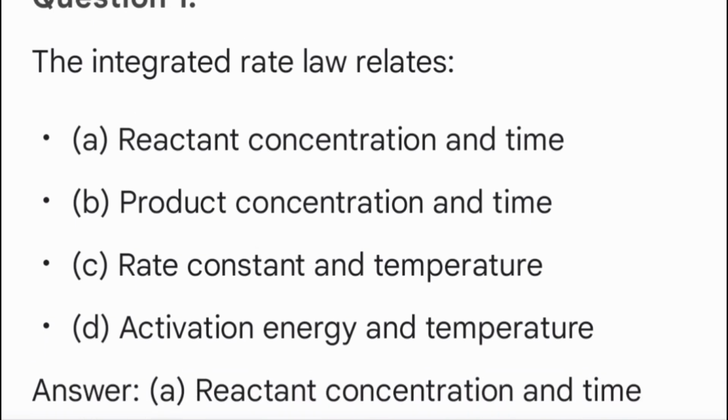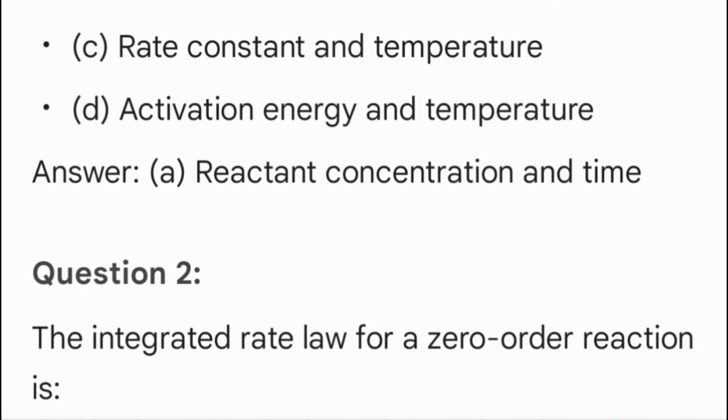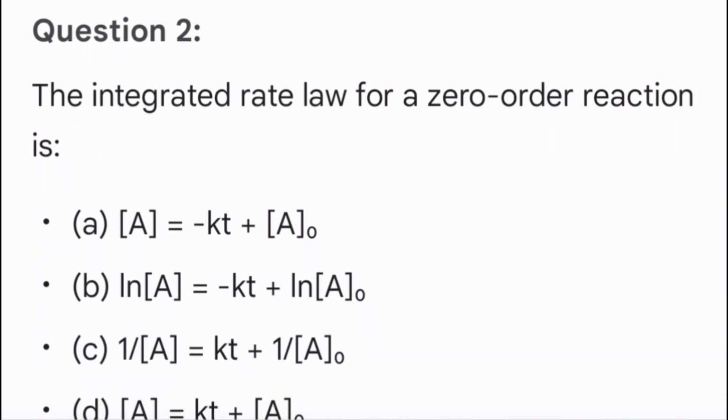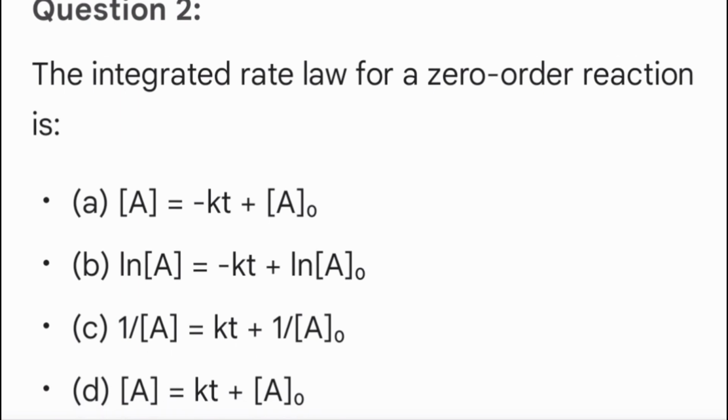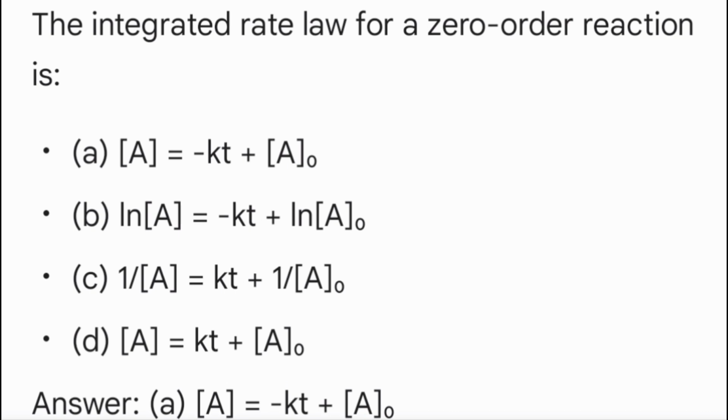Reactant concentration and time. Question 2. The integrated rate law for a zero-order reaction is A. [A] equals -kt plus [A]0, B. ln[A] equals -kt plus ln[A]0, C. 1/[A] equals kt plus 1/[A]0, D. [A] equals kt plus [A]0. Answer, A.